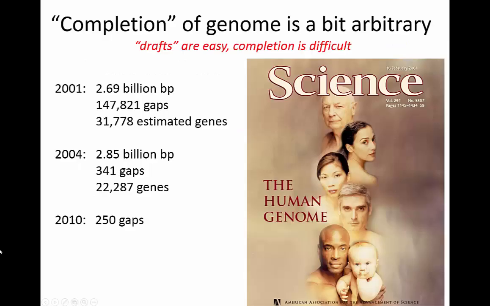In 2001, the human genome was sequenced, and there was a big splash in the news. This is the cover of the magazine Science where it was reported. However, completion of the genome is really very arbitrary. At that point in 2001, there were still 144,000 gaps in that DNA sequence. Even 9 years later, in 2010, there were still a number of gaps remaining, and to my knowledge, some gaps still remain that are just unsequenceable parts of the genome because they are so repetitive in nature.